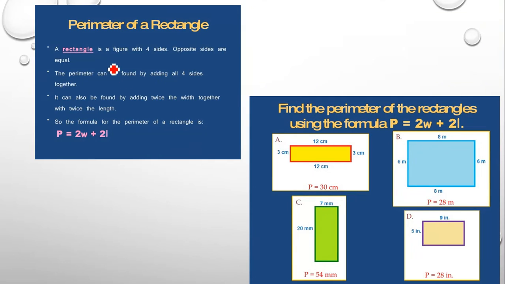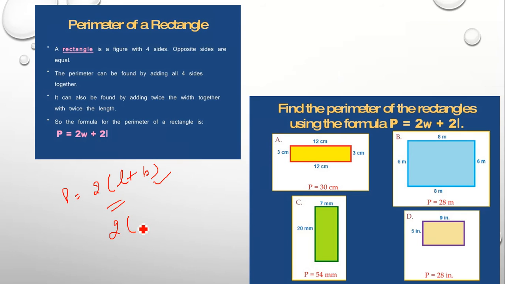Now perimeter of rectangle. A rectangle is a figure with 4 sides. Opposite sides are equal. This also can be found by adding all the 4 sides together. It can also be found by adding twice the width and twice the length, because in a rectangle opposite sides are equal, right? So the formula for the perimeter of a rectangle is twice the width plus twice the length, or else 2 into length plus breadth.